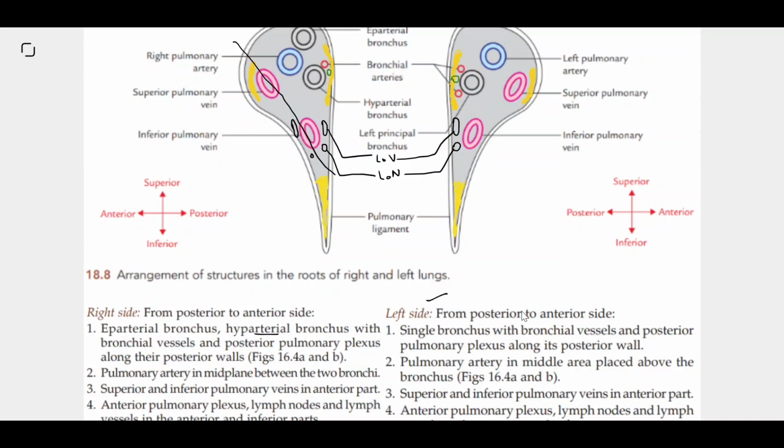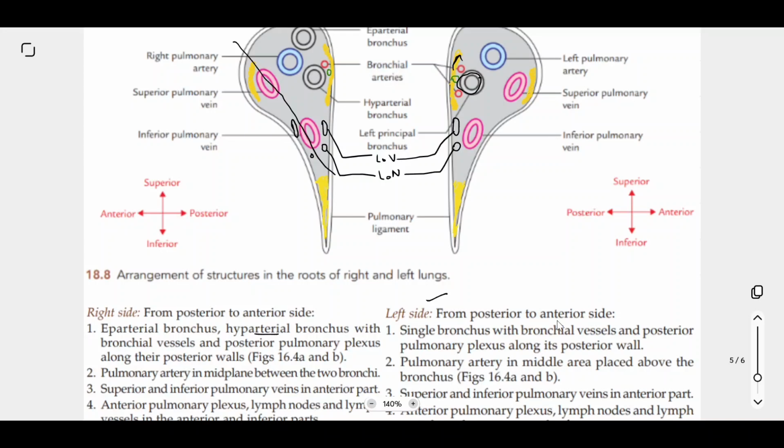Now the left side, from posterior to anterior. Single bronchus, as I have told you. This is the single bronchus with bronchial vessels. These are two bronchial arteries, one bronchial vein, and the posterior pulmonary plexus. This, given in yellow color, is our posterior pulmonary plexus, along with its posterior wall. This is the posterior wall.